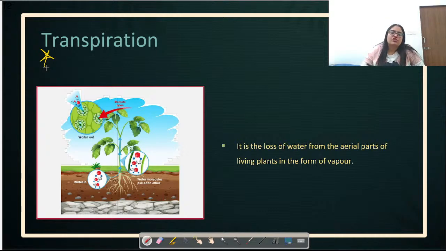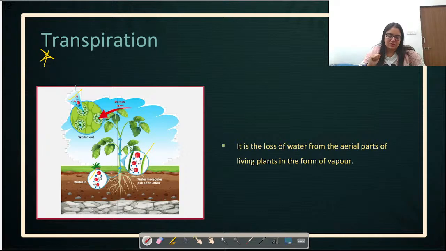So in the transpiration process, what will happen, my dear students? The water molecules will be lost in the form of vapor through the openings present on the aerial parts of the plant, and mostly the water is transpired from the surface of the leaf because there more stomata are present.